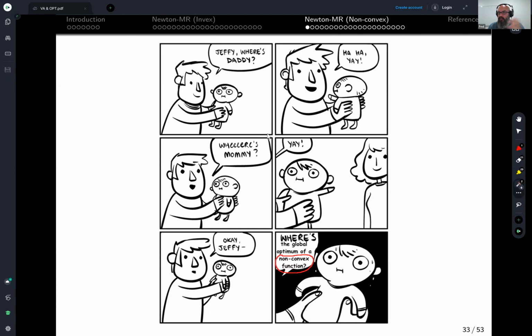It could in fact attract you to a local maximum or saddle point if you just throw a bare-bones Newton-MR, no fancy thing around it, at a problem that's non-invex. And a lot of problems in real life are non-invex. So what do we do in that scenario?